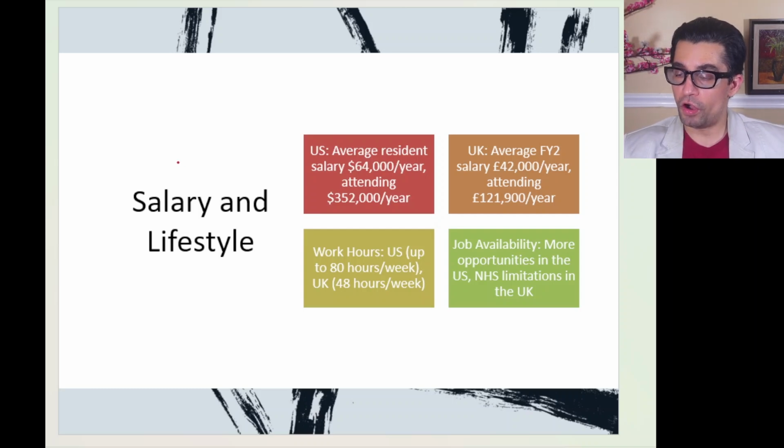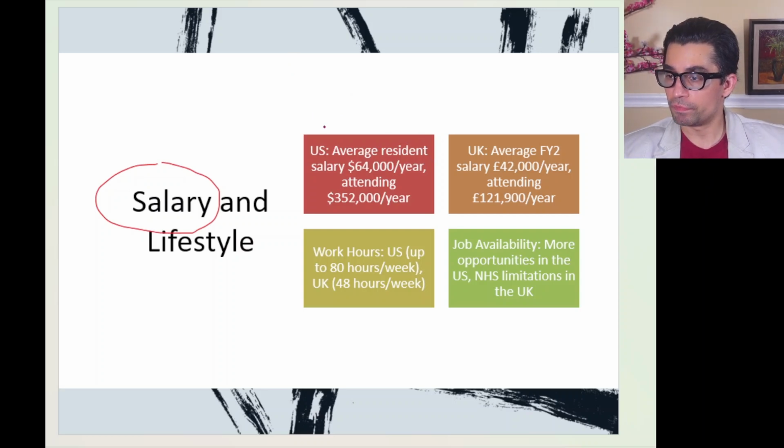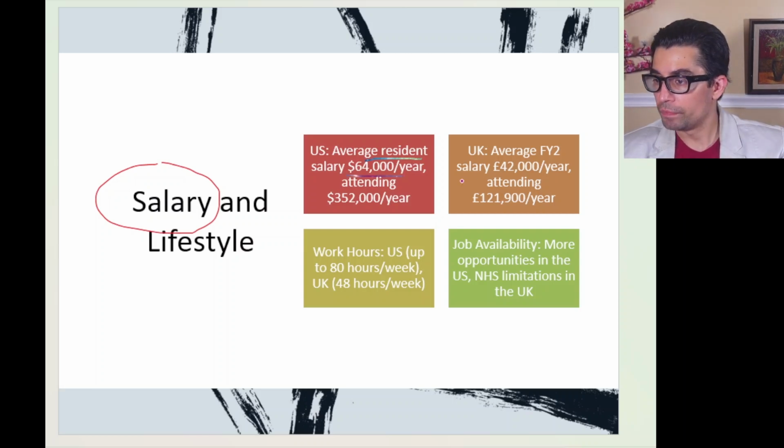However, then you move on to salary and lifestyle. Now, let's talk about salary first. All right, so you can see some more differences here. In the US, when you are in your residency, you are making a little bit more, $64,000 per year. In the UK, you are making around 42,000 pounds, which in calculation comes to around 53,000 US dollars. So slightly less. Okay, if I can write this down for you guys. So this will be 53,000 US dollars.